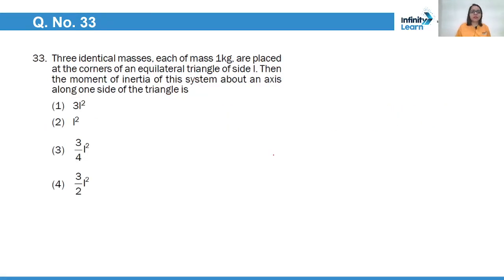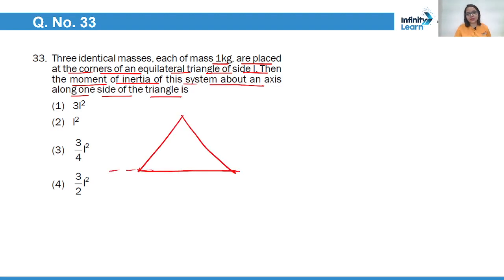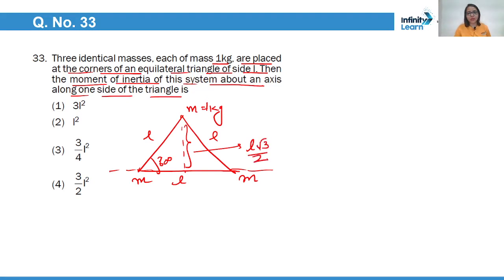Question number 33. We have three identical masses, each of mass 1 kilogram, placed at the corners of an equilateral triangle of side L. Then the moment of inertia of the system about an axis along one side of the triangle is? Let's say this is the axis. These two masses are m, which is equal to 1 kilogram. This is L, and L. If you take this angle, it is 60 degrees. So this length is L sine 60 degree, which is root 3 by 2 L.